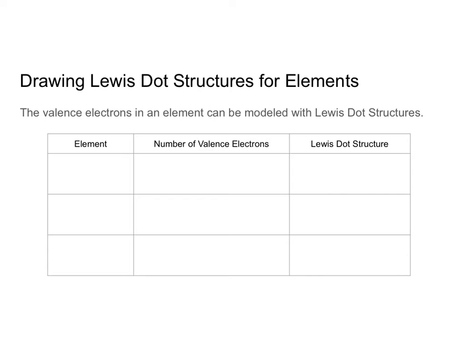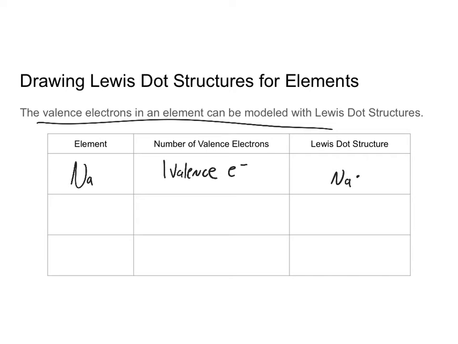Now, we have to review drawing Lewis dot structures, and you might remember that the Lewis dot structure for an element is based on the number of valence electrons. So if I look at an element like sodium, sodium has one valence electron, right? And so when I write its Lewis dot structure, I get Na and just one dot. I know its number of valence electrons is based on its electron configuration: 1s2, 2s2, 2p6, 3s1, and that's the one valence electron.